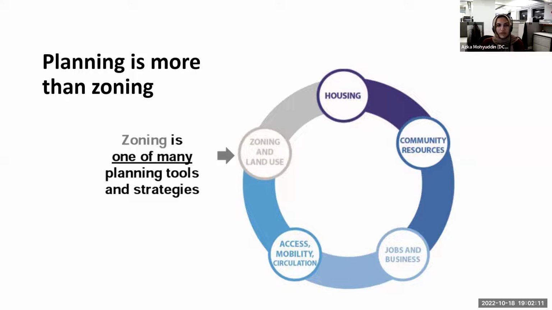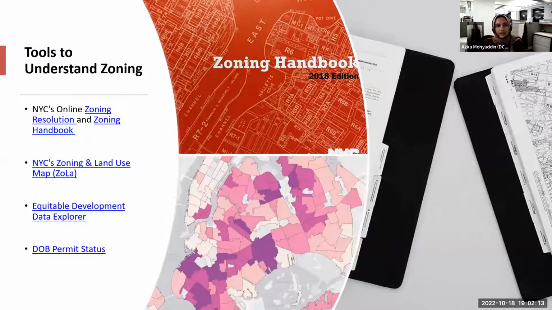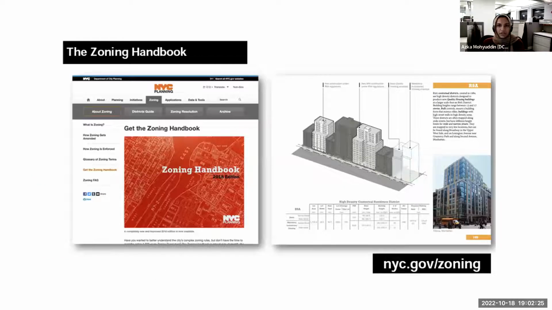I will also point out the different tools to understand zoning. The entire zoning resolution is online and accessible to the public. There is also an online PDF of the zoning handbook, which is really just an accessible version of the zoning resolution, because the zoning resolution can be a bit hard to understand if you're new to it. I will show you what that looks like as well.